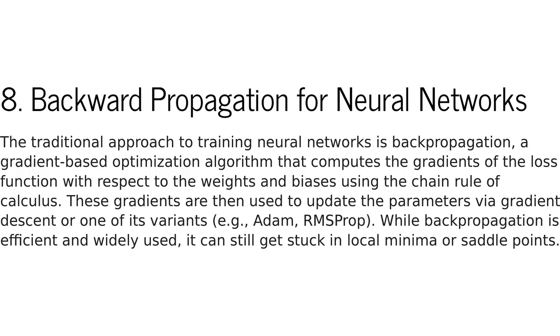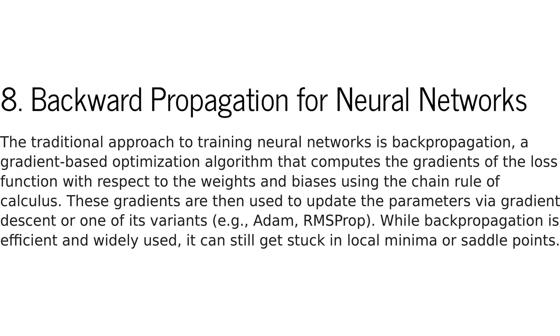The most traditional method for training neural networks is an algorithm called backpropagation. At its core, backpropagation is a clever and efficient way to compute the gradients of the loss function with respect to every weight and bias in the network. It does this by applying the chain rule of calculus, working backward from the output layer to the input layer.